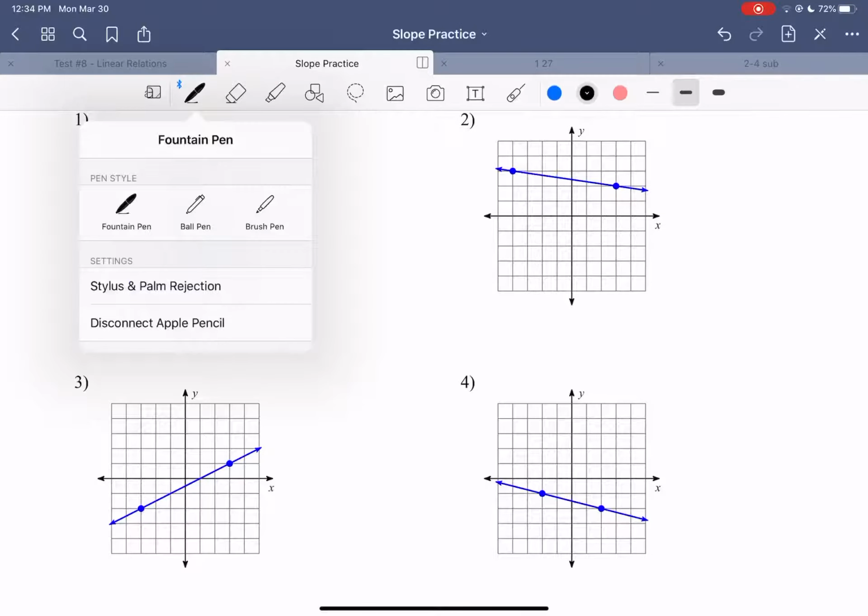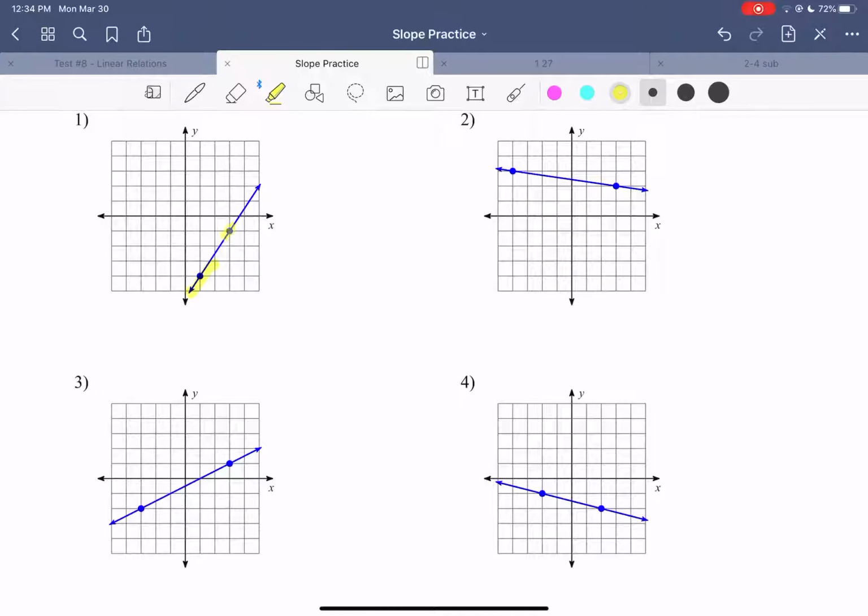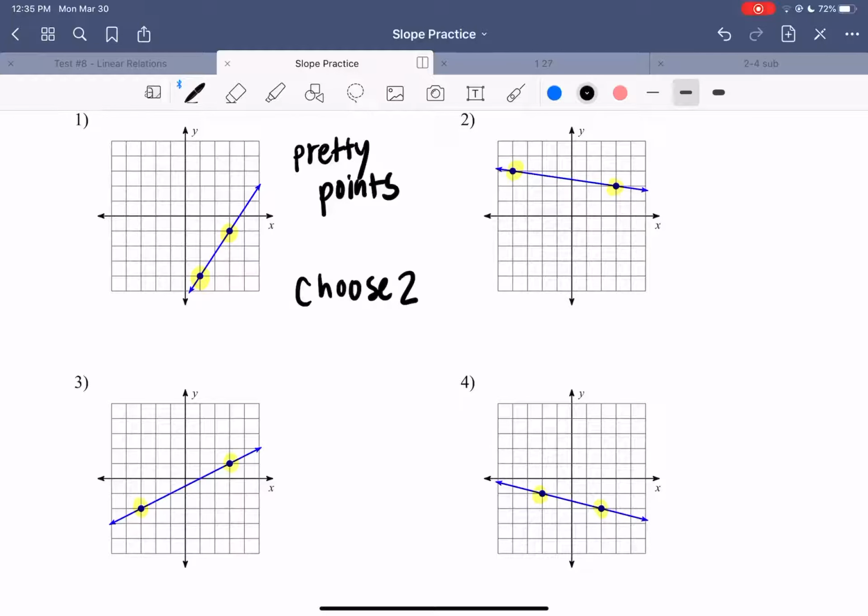So if I were to highlight these dots on here, I'm guessing you already know the answer to what they're called, but if you forgot, those are called pretty points. And these points are important when we are finding the slope of a line. We have to choose two pretty points on a line. Pick two, like on a dollar menu or something. We got to pick two pretty points in order to find our slope.